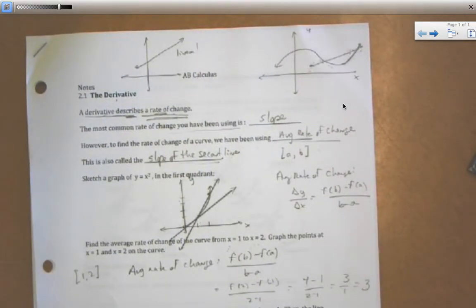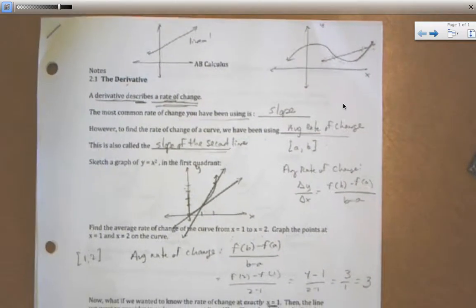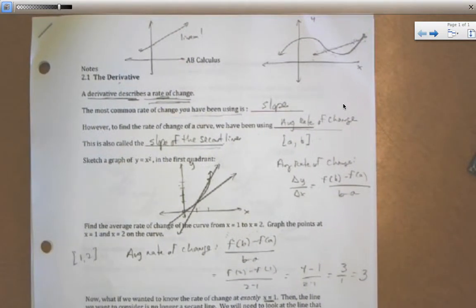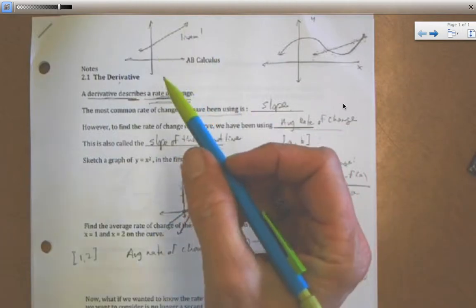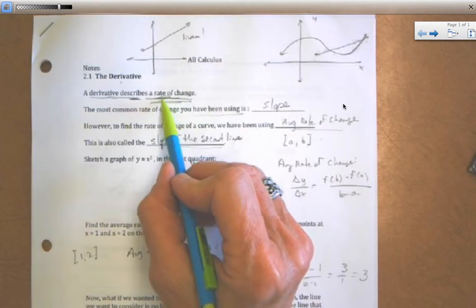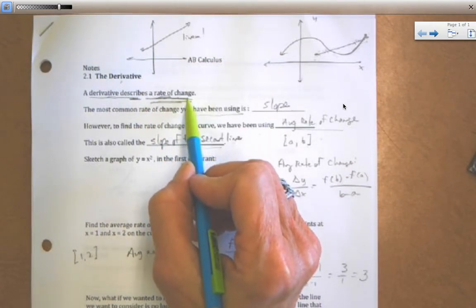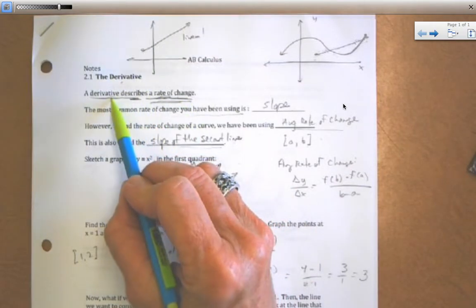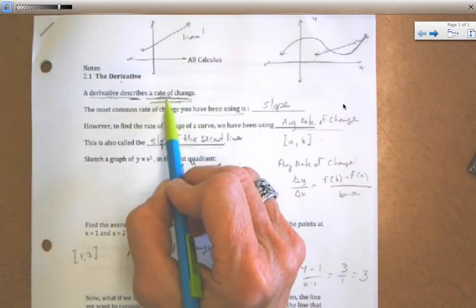Okay, we're going to finish our discussion of slope of the tangent line that we started on Monday. And remember that the reason we're talking about slope is we're going to be talking about a rate of change. And a rate of change is what a derivative is. A derivative is a rate of change.